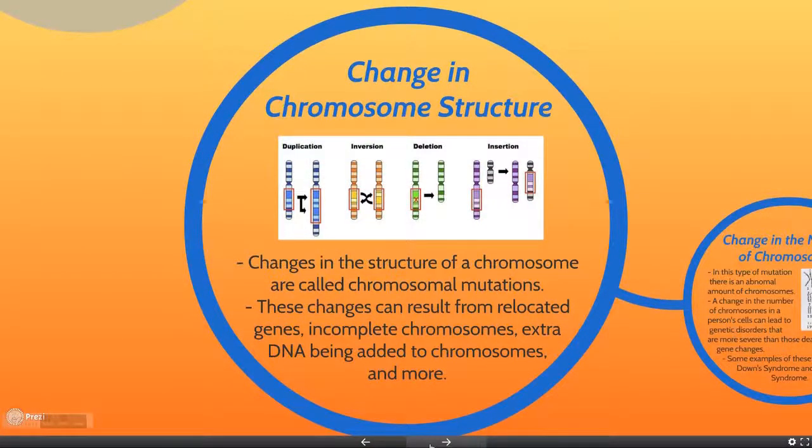Changes in the structure of a chromosome are called chromosomal mutations that can most of the time be prevented when the body self-checks itself for mutations and can usually correct them. These changes can result from relocated genes, extra DNA being added to chromosomes, and more. A specific example of this type of mutation is duplication, when a section of the chromosome is copied to produce multiple copies of that section.